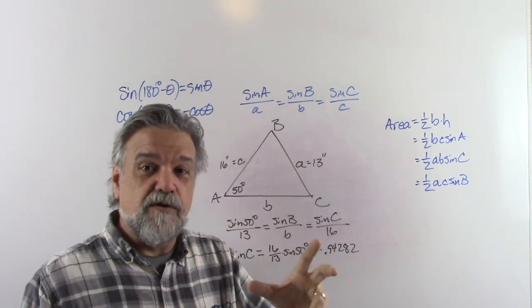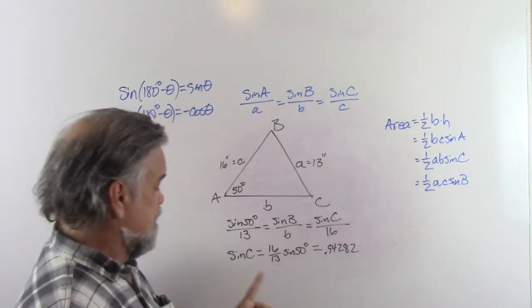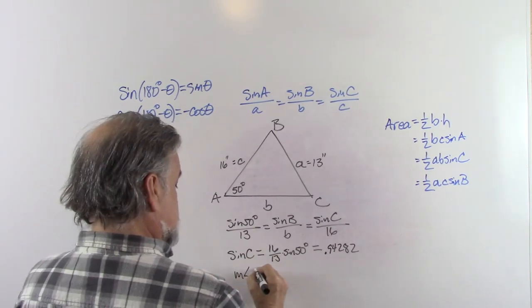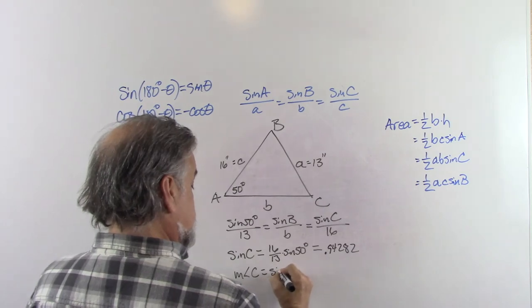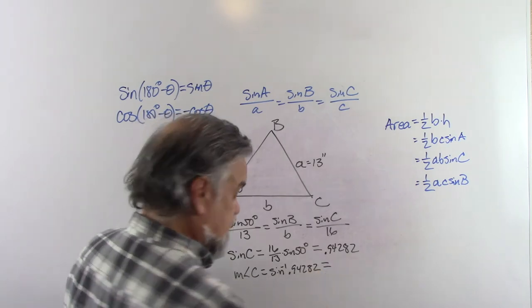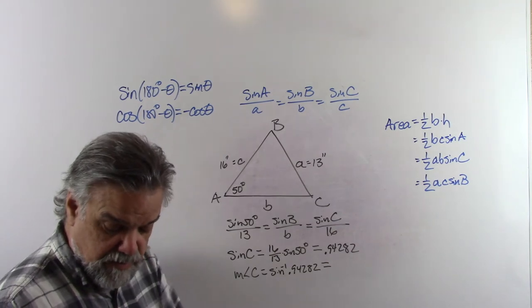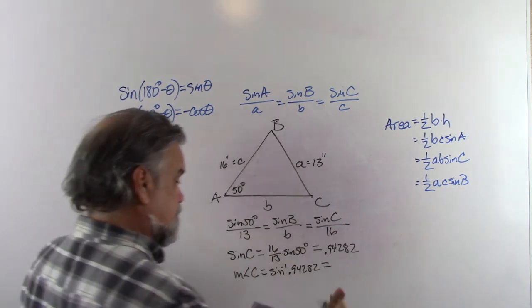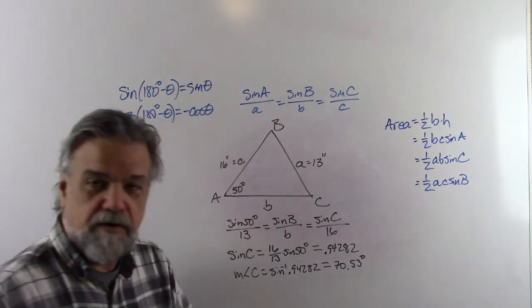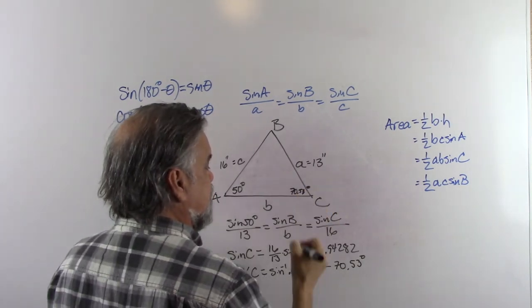When you're looking for an angle, and you have the sides, use the inverse trig function. So if the sine of C equals 0.94282, then the measure of angle C is going to equal the inverse sine of 0.94282. And what is the inverse sine of that? It's going to be 70.53 degrees. Okay, cool. So this will be 70.53 degrees. All right.